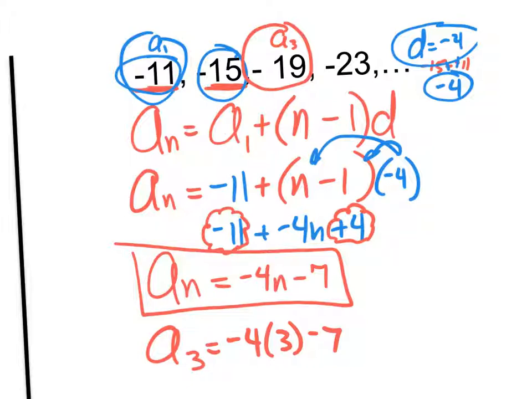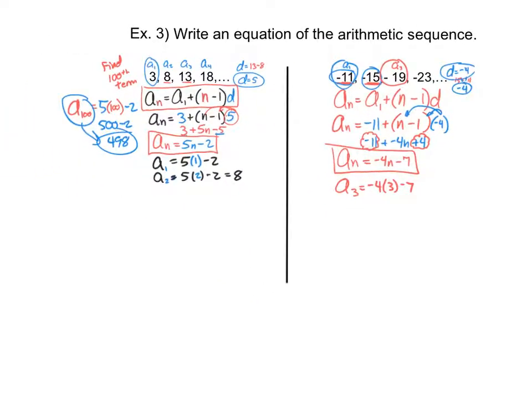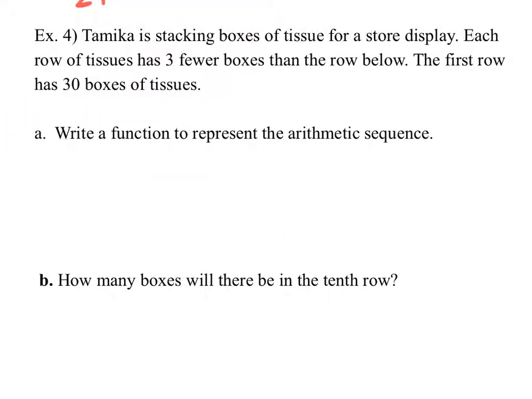You want the 87th term? What could you do to find the 87th term? You could plug in 87 right in here, and negative 4 times 87, then minus 7, that'll be the 87th term. It's amazing if you really think about it. This is a super long video. I apologize. Let's move on to the last one.